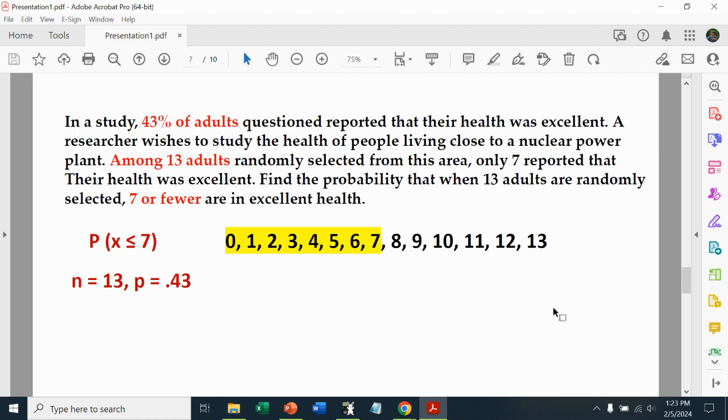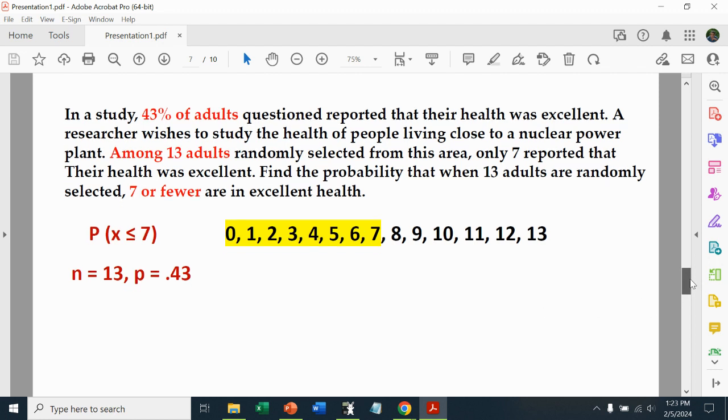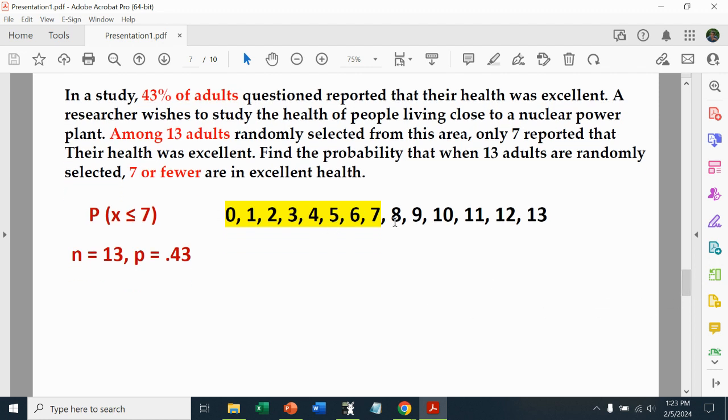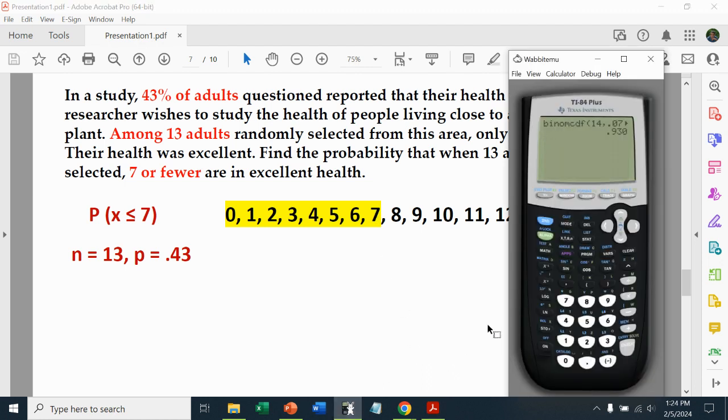Well, of course, I'm not going to do PDF 8 times and add those. I'm going to use the binomial cumulative. The binomial cumulative always starts adding probabilities at 0 and it stops adding when I tell it to stop adding. I want it to take the probability of 0, add it with 1, 2, 3, 4, 5, 6, and 7, and then stop.